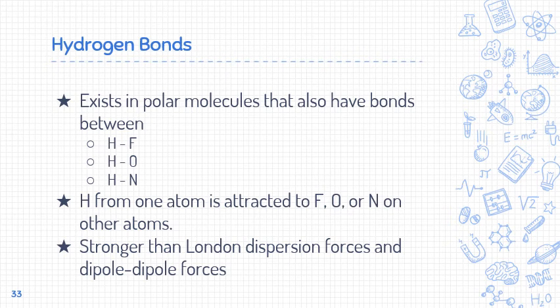So hydrogen bonds are our next intermolecular force, and these exist in polar molecules as well, but specifically polar molecules that have hydrogen. And we're looking for a hydrogen that's either going to be bonded with a fluorine, bonded with an oxygen, or bonded with a nitrogen. So essentially hydrogen from one atom is going to be attracted to fluorine, oxygen, or nitrogen on another atom. And this one is stronger than London dispersion forces and dipole-dipole forces.